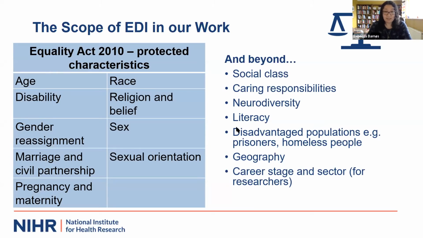Another aspect is career stage and sector. So this recognises the challenges and inequity which early career researchers can face, and the need for more support for researchers in particular sectors. And NIHR is particularly flagging public health and social care as areas that need this extra support and capacity development. It's really important that we don't view any of these categories in isolation though.